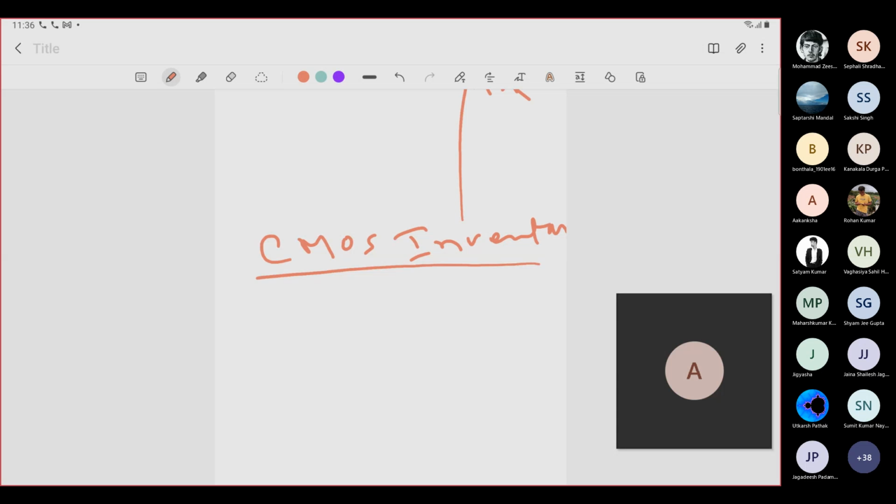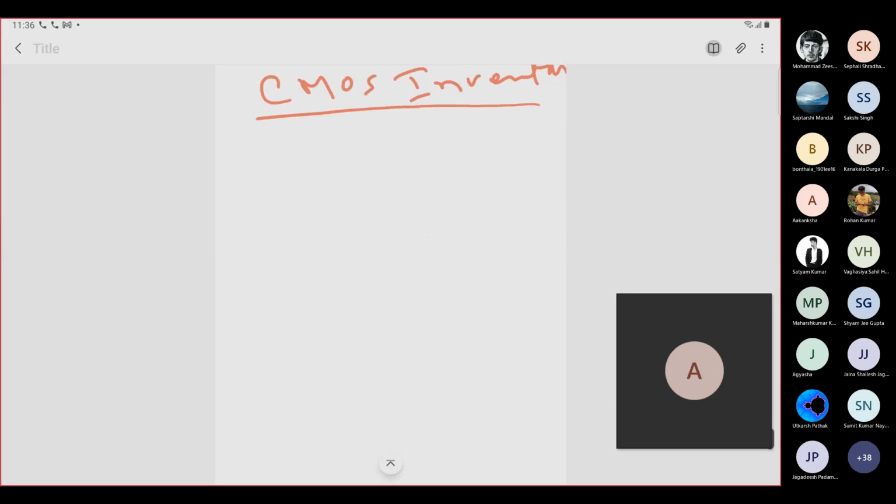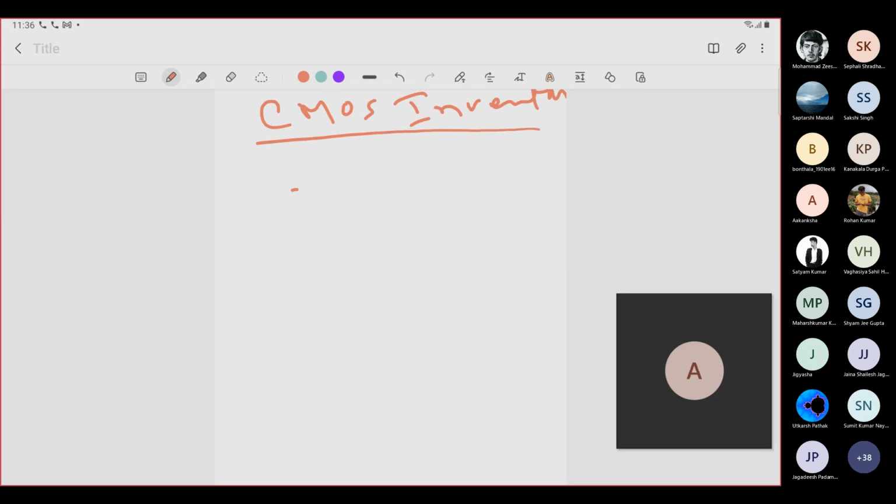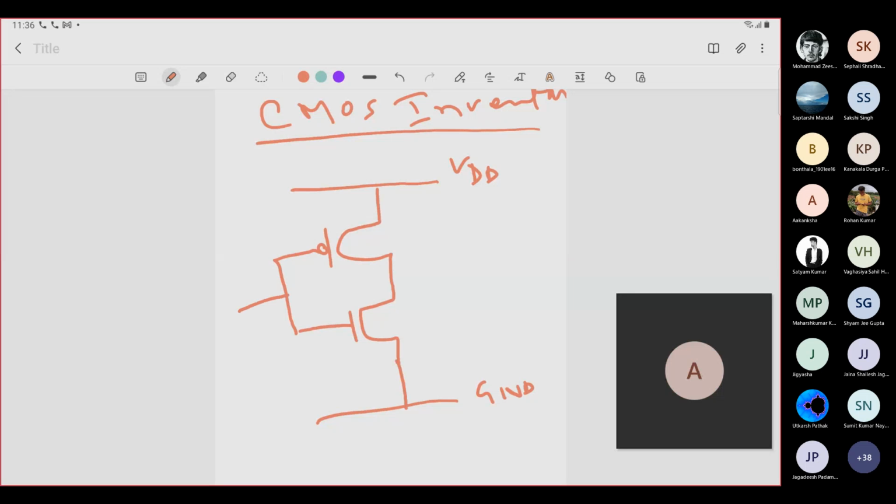The circuit topology is like this. You have your VDD and you will have your ground. It is your PMOS and it is your NMOS, right? And you will get your input and you will get your output. The circuit operation is like that.